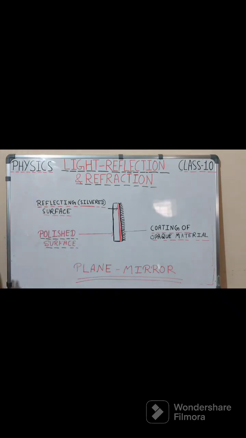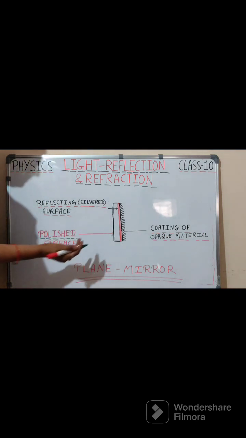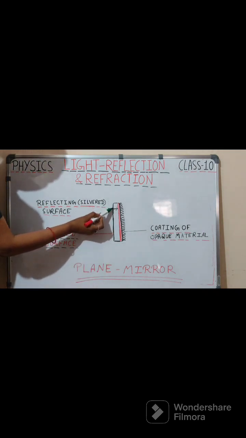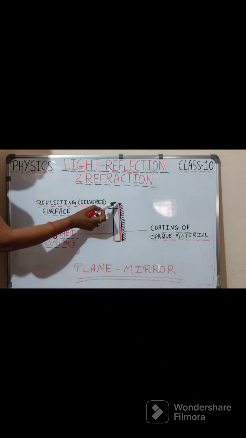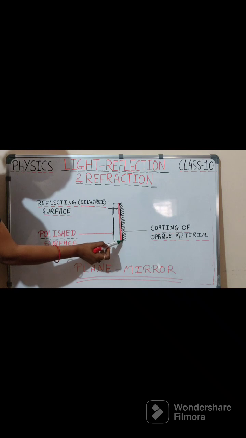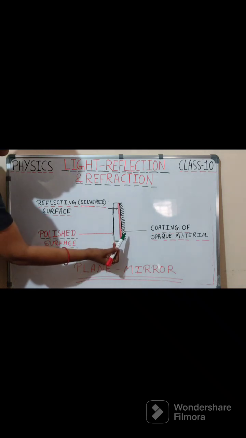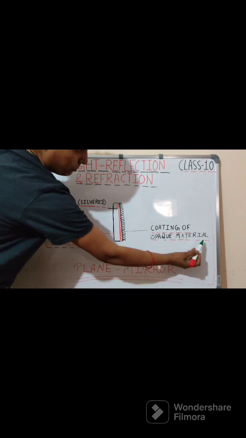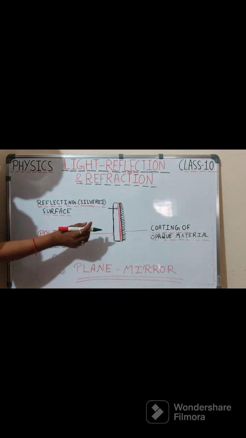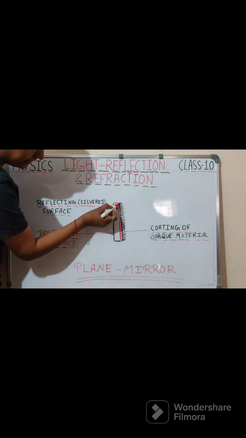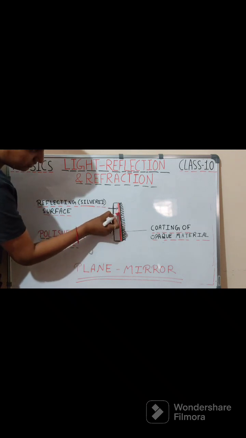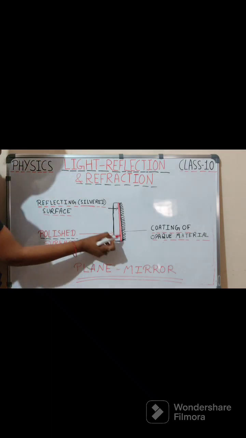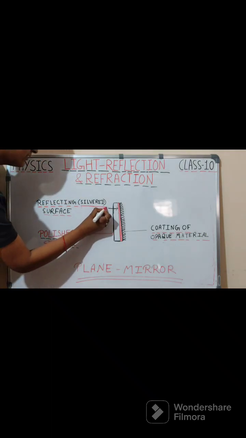Now let's try to understand the structure of a plane mirror. Let's see this diagram. The left part of this diagram is representing the polished surface and the right part of this diagram is representing the back surface, which is coated with opaque material. You can also see there is a red line part. This part of the mirror is representing the silver layer.